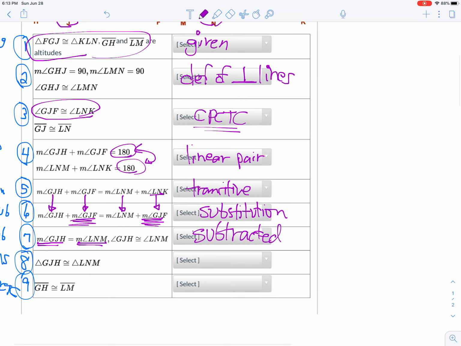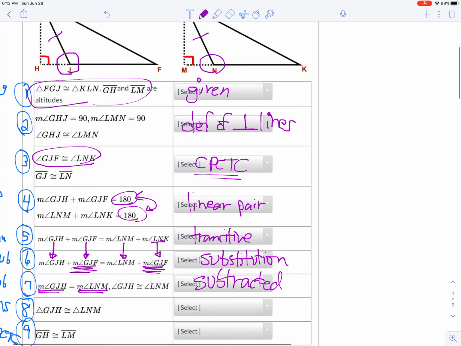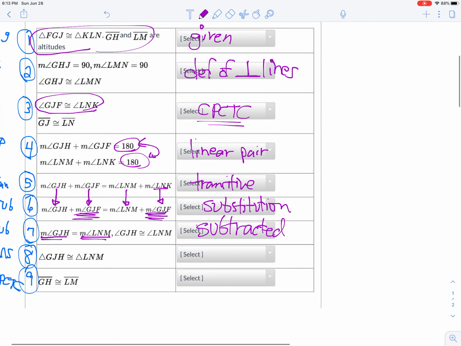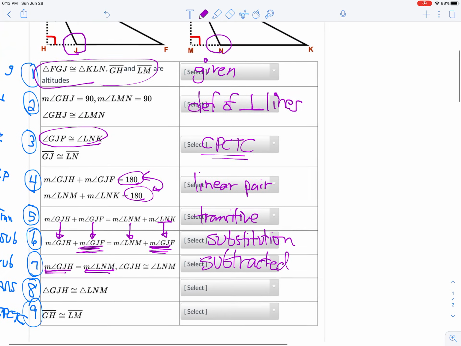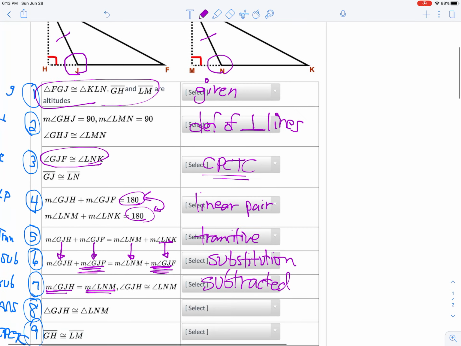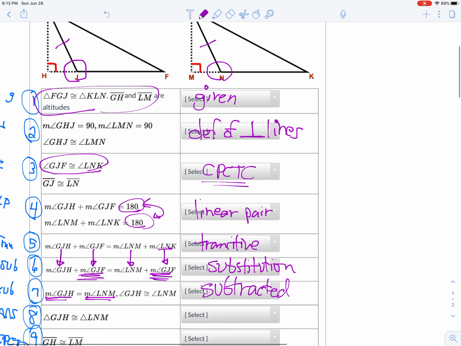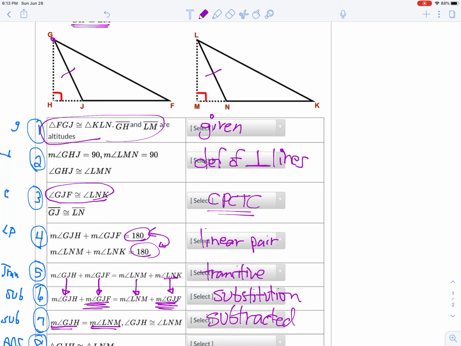Now, man, I can't remember where we were. What are we trying to do here? Oh, we're trying to prove that those altitudes are congruent. Next is a statement that those two triangles are congruent. Let's put those angles that we made congruent, GJH and LNM. GJH and LNM are congruent.